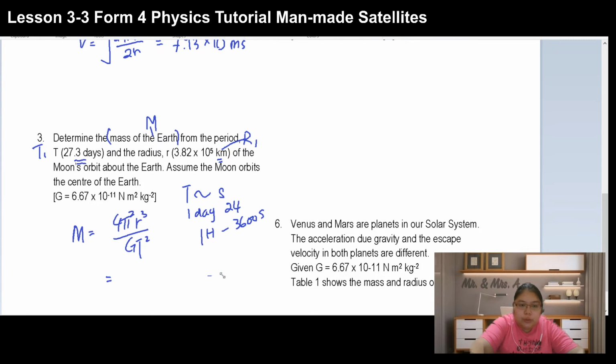So I want you to do it using this calculation. The formula should be correct. Now we find the time first, one step at a time. Time: 1 day has 24 hours. Now we got 27.3, so 27.3 days times 24 times 3,600. So your time taken should be, okay, we drop down the T first. The T, you get it.